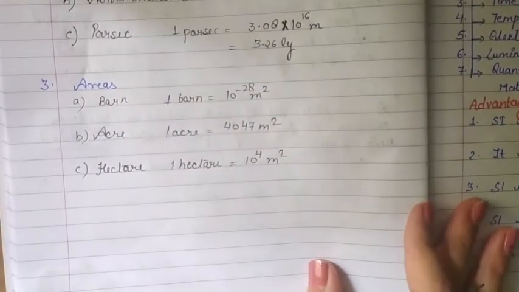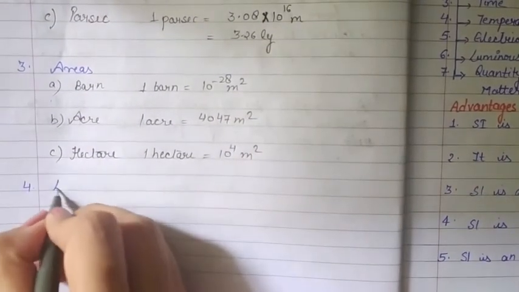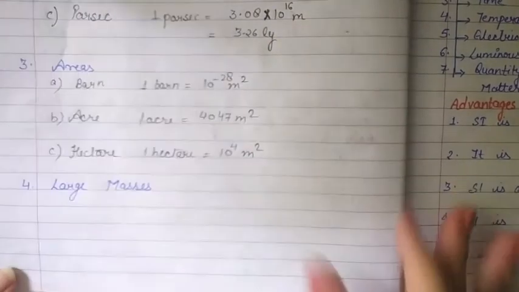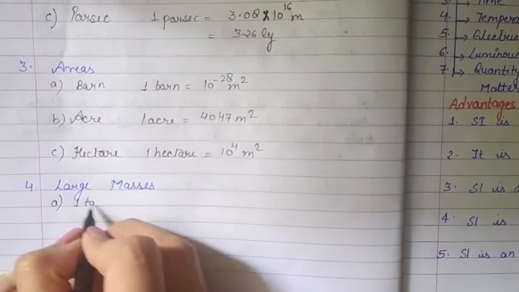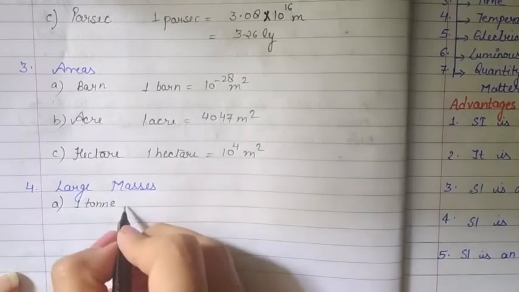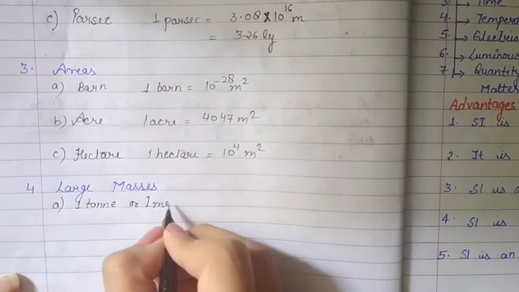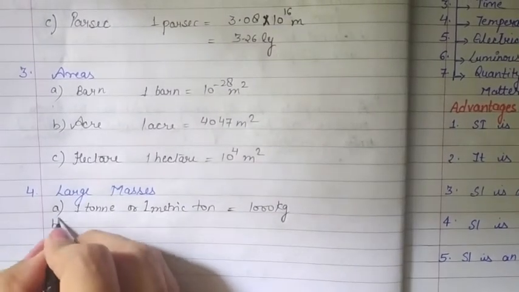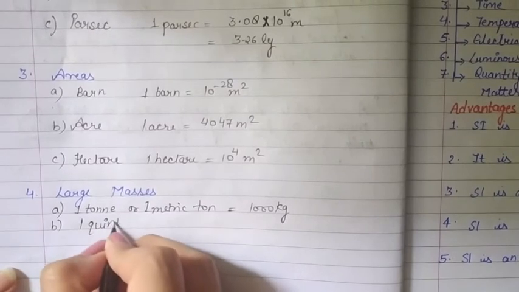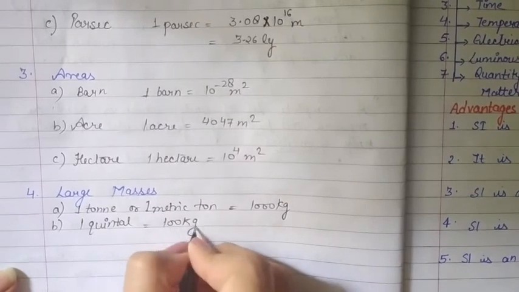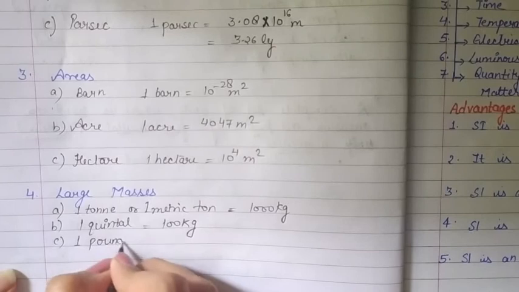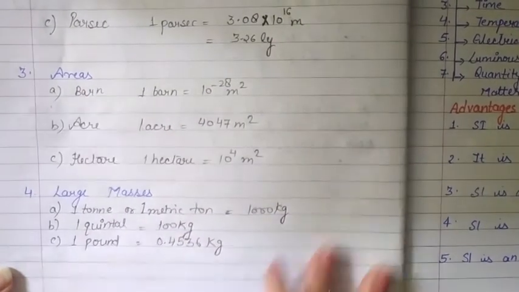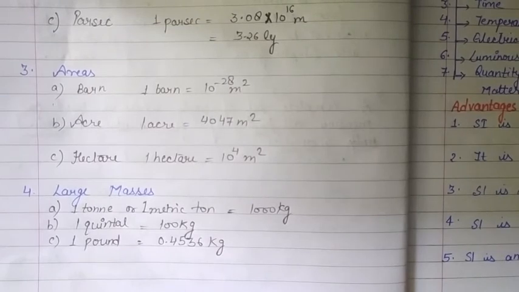The next category is for large masses, when we have to measure large masses. So there are following categories. First is 1 ton, or we also call it 1 metric ton, and it will be equal to 1000 kilogram. Next one is 1 quintal, and it will be equal to 100 kilograms. Next is 1 pound, and it is equal to 0.4536 kg, means almost half kg. These are the practical units that we use for measuring large masses.